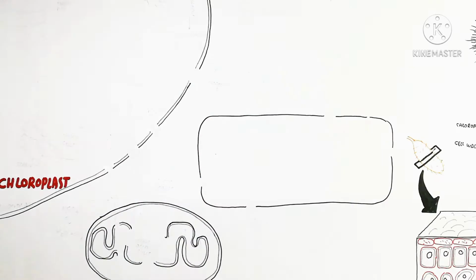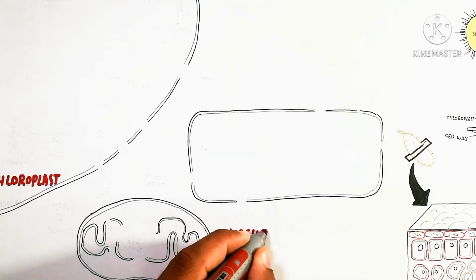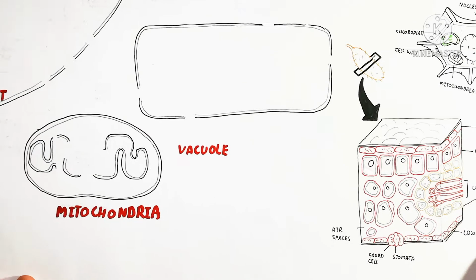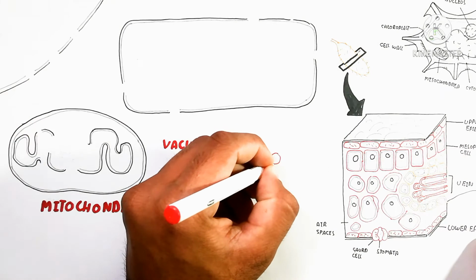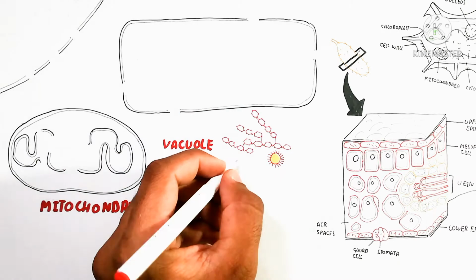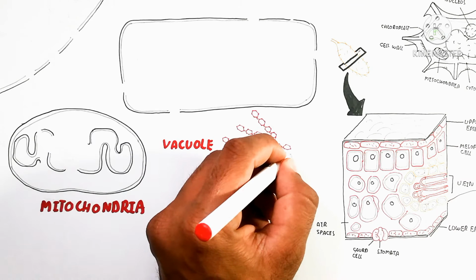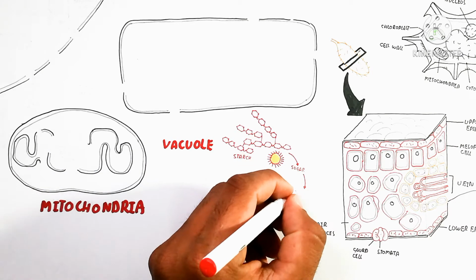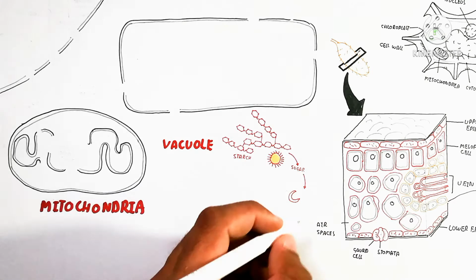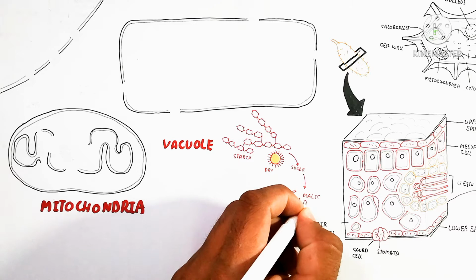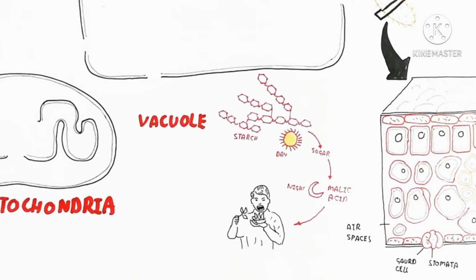Now I will draw a vacuole, so it is easy to understand with this diagram. You can see here the chloroplast, mitochondria and vacuole. Here starch is present in the leaf or in the plant, which is converted into sugar during the daytime. That means sugar conversion happens in the daytime. Starch is made by photosynthesis, which produces sugar.